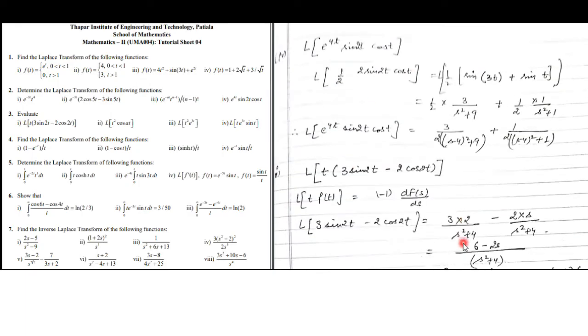Similarly, in the fourth part, our f(t) is sine 2t into cos t, but we don't know the Laplace of the product of two functions. So here we will apply a formula. We can divide and multiply by 2, and use the formula 2 sine a cos b. Open this and then find out the Laplace of it. And then by using the first shifting theorem, replace s with s minus 4.